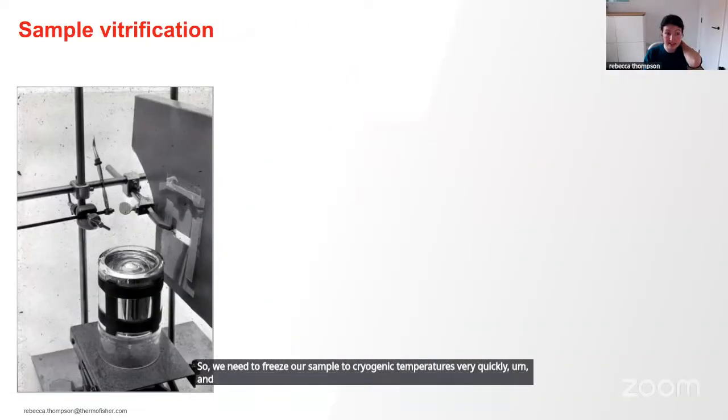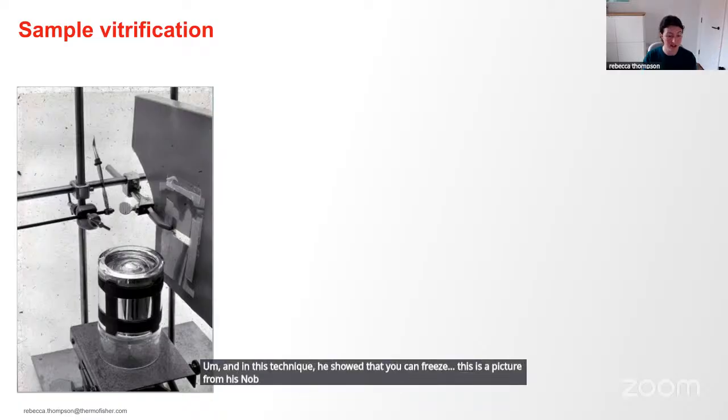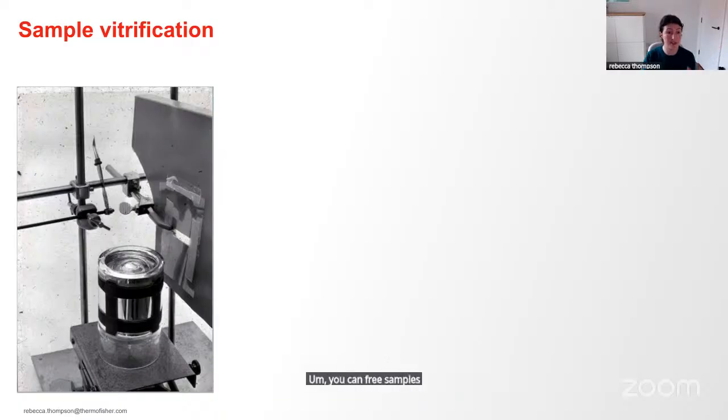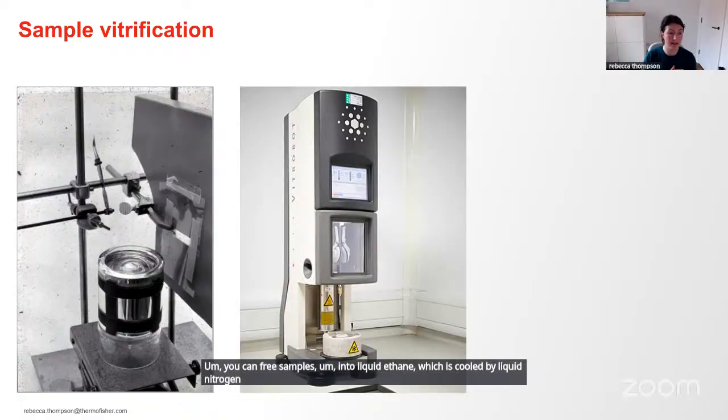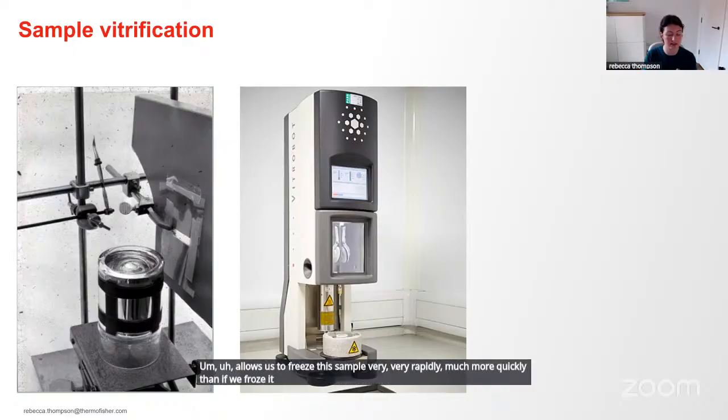And the invention of this technique was what Jacques Dubochet was awarded the Nobel Prize for back in 2017 now. And in this technique, he showed that you can freeze samples into liquid ethane, which is cooled by liquid nitrogen. This is a picture from his Nobel lecture. So liquid ethane allows us to freeze this sample very, very rapidly, much more quickly than if we froze it into liquid nitrogen. And this means that we can trap our sample in this vitreous state.